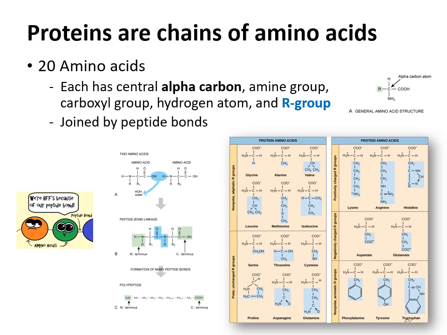And then the last thing to mention in terms of amino acids is they are joined by peptide bonds. Okay? And anytime you see peptide, that's just another word for protein.